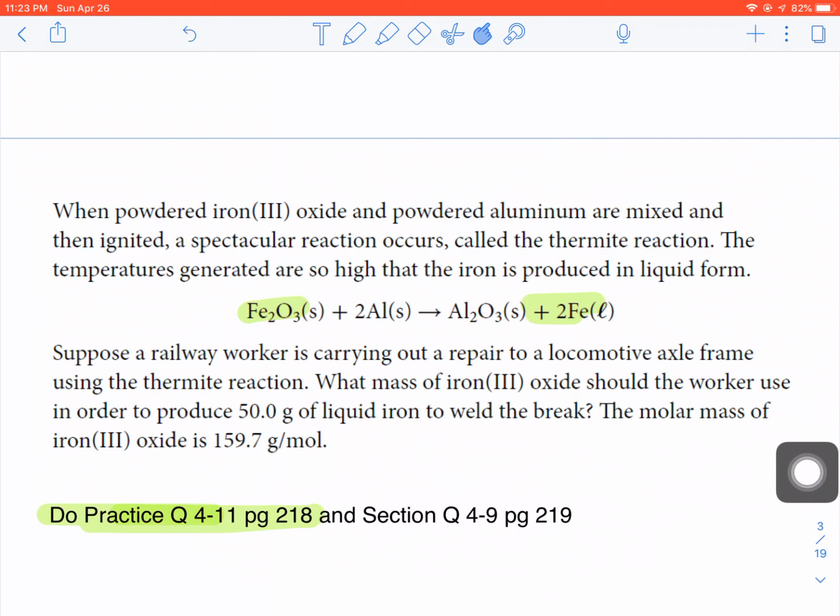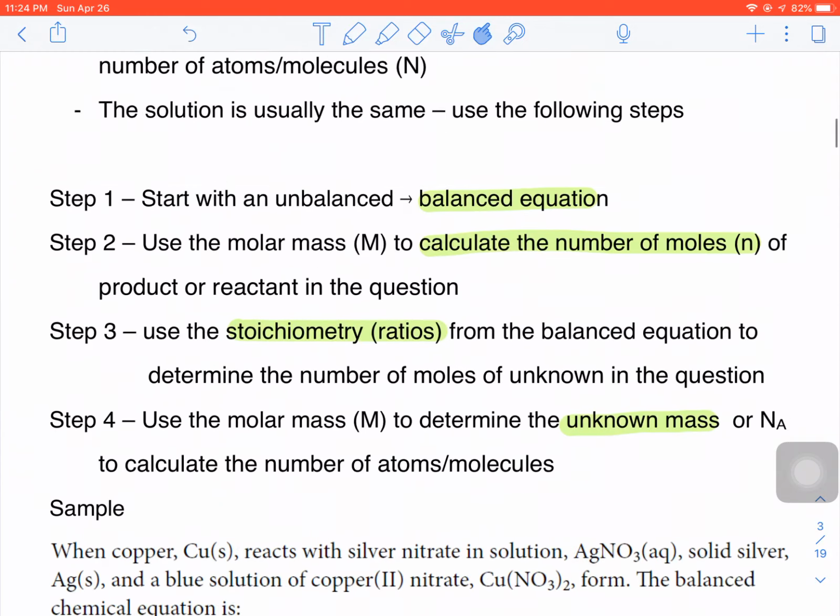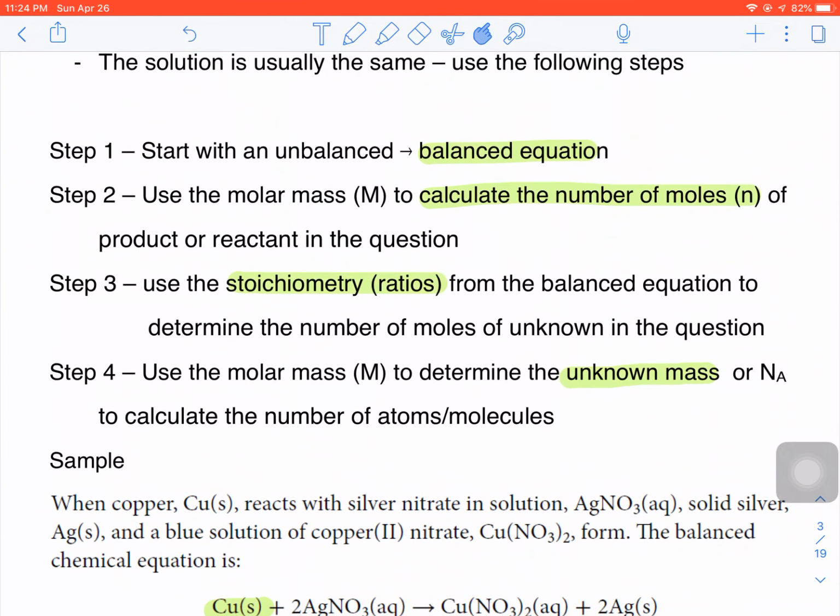They will take a while to do. By the time you've done those 8, you'll be a pro at doing these. So it may look really brutal. It's actually not bad once you've done a few of them, because it's always the same, right? So steps: 1, balance your equation. 2, calculate little n for your known. Step 3, calculate little n for your unknown using stoichiometry. Step 4, calculate your mass using your molar mass. Right, same 4 steps every time.